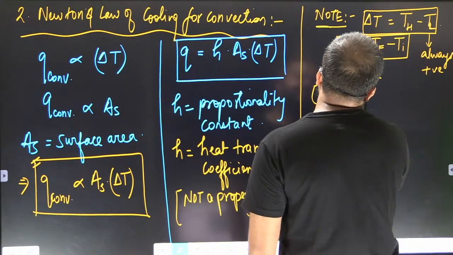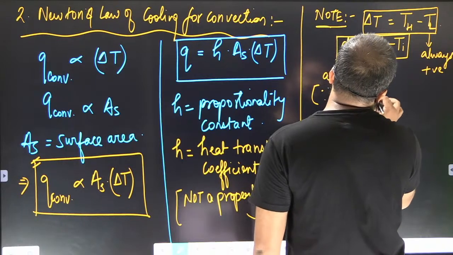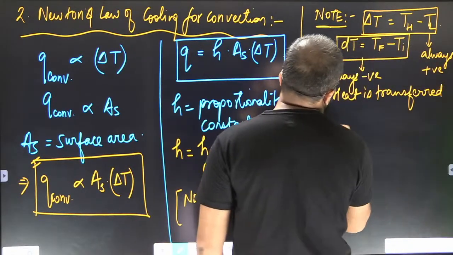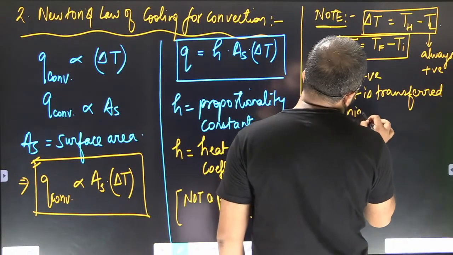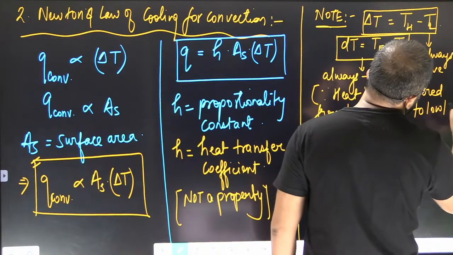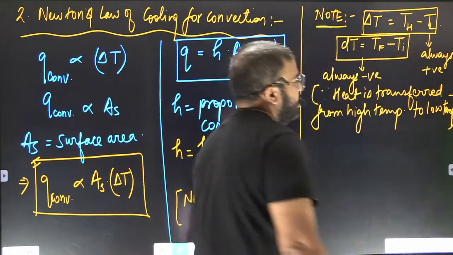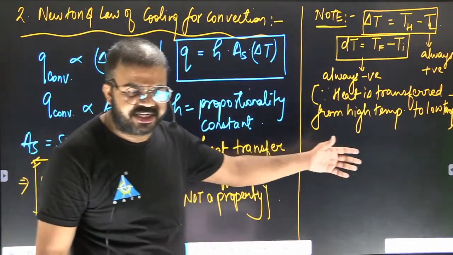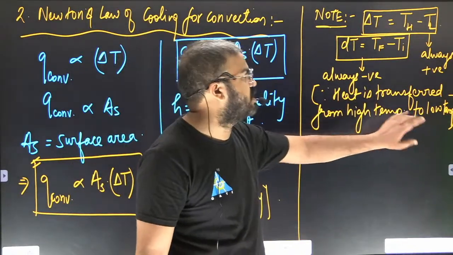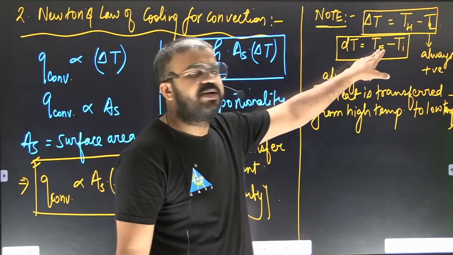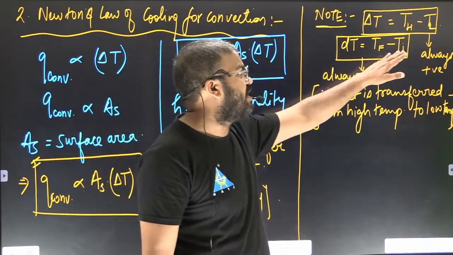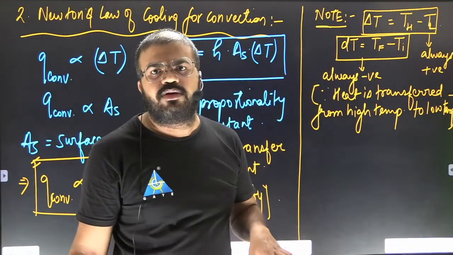Why? Because heat is transferred from high temperature to low temperature. Understood, everyone? The transfer of heat is from high temperature to low temperature. So if the transfer of heat is from higher temperature to lower temperature, that is why final temperature will be less, initial temperature will be more. Hence final minus initial, dT, is always negative.